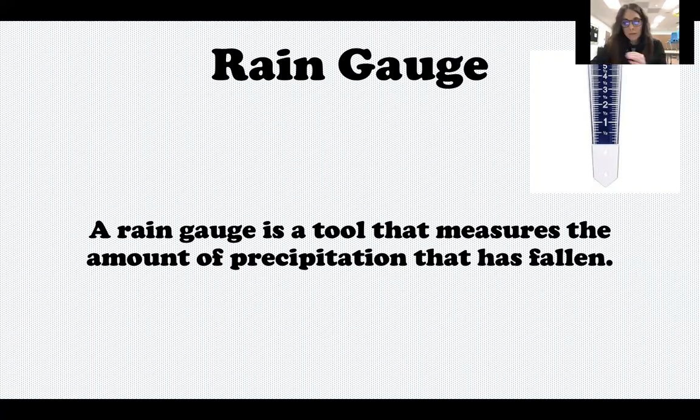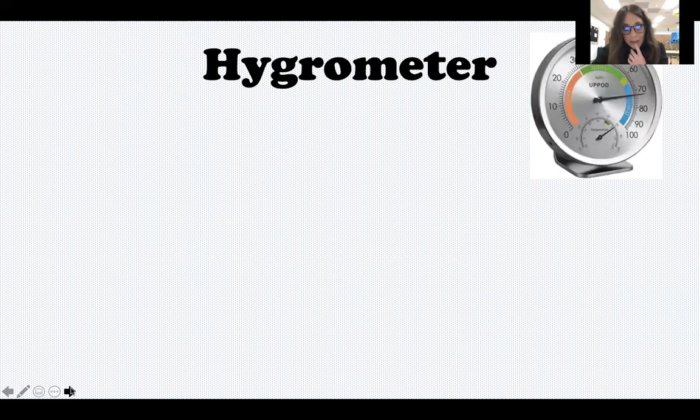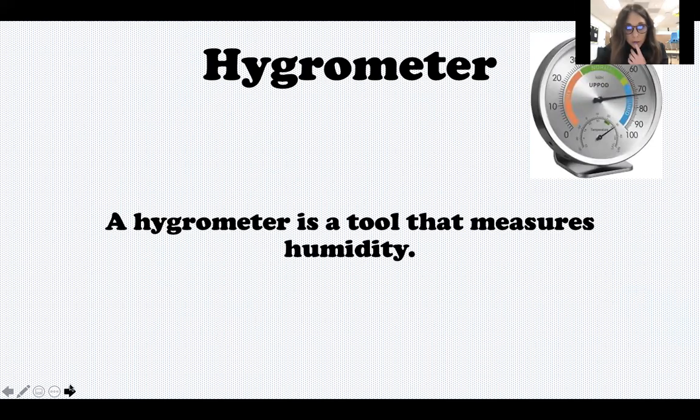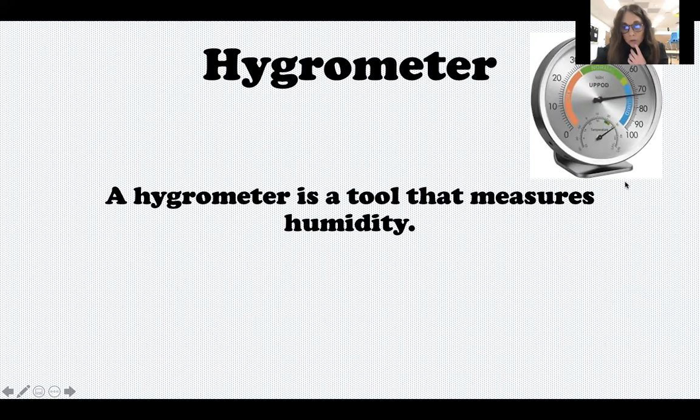All right. And then the last tool, which I do not have, is called a hygrometer, which may be a word you haven't heard before. A hygrometer is a tool that measures humidity. So I'm going to give you a way to remember this. Hygrometer and humidity both start with an H. Also, the prefix hygro refers to water. And I told you that humidity is a measurement of the amount of water vapor in the air.